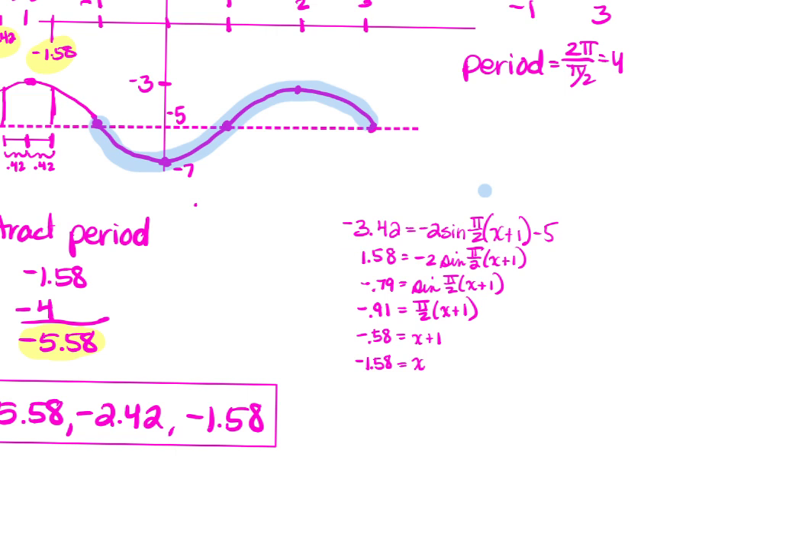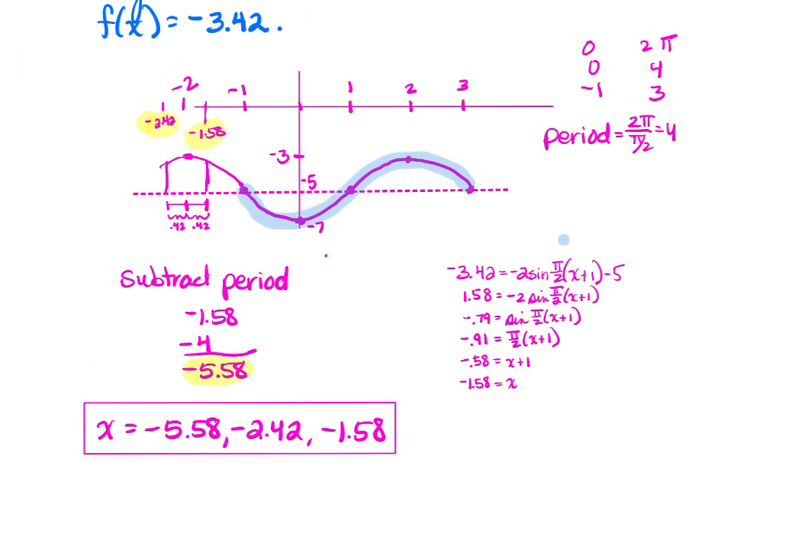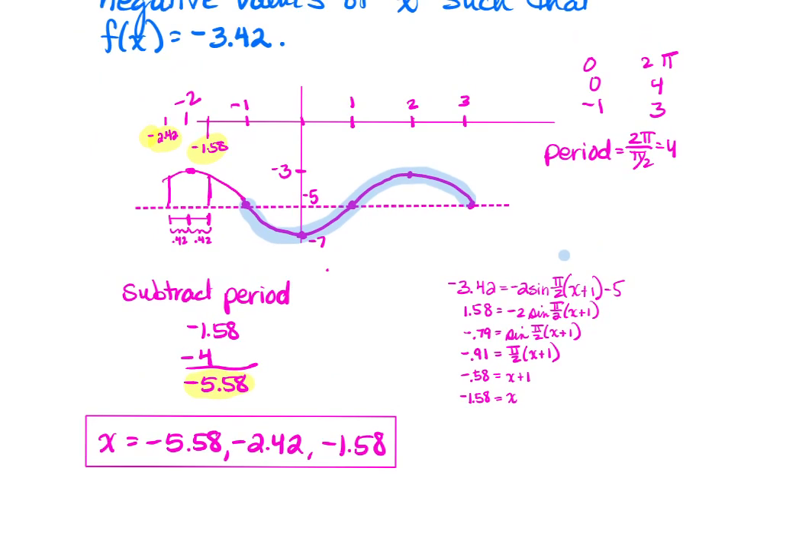Now I've got to use that in the symmetry of my graph to find my other points that will produce that same y value. Now you'll notice negative 1.58 is to the left of here. So I extended my curve to the left, and I knew that I was going to have another relative max, a period back.